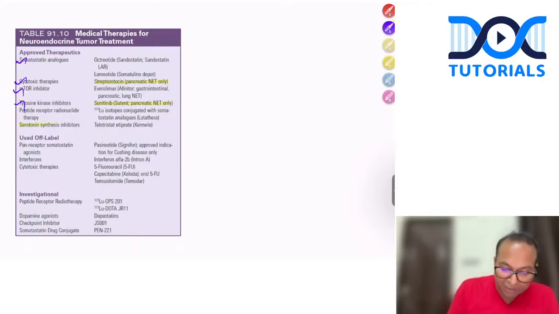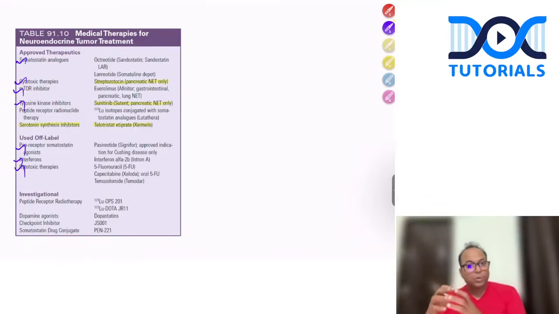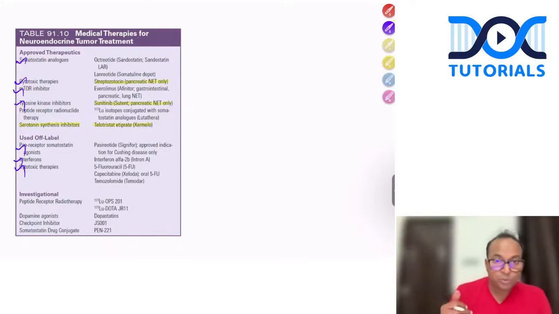This is a highly expected serotonin synthesis inhibitor, telotristat etiprate, which is also updated in Sabiston. So please read these new drugs. Pan-receptor somatostatin agonist or interferon cytotoxic therapy are used off-label. These are not used as an approved therapy, but they are used off-label without proper approval. We are using those drugs.